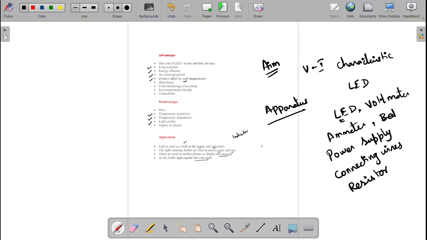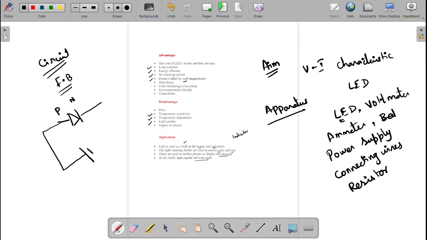So next one is how to draw the circuit. That is also something some people will ask. Now listen, how to draw the circuit. Already I mentioned it is forward biasing. What is forward biasing? The P-type and the N-type will be there. This is the PN junction. P should be connected to the positive terminal of the battery and the N should be connected to the negative terminal of the battery. Actually, this is the connection.